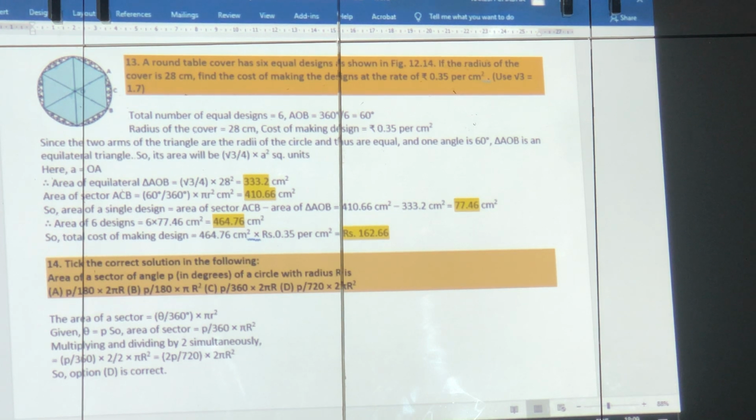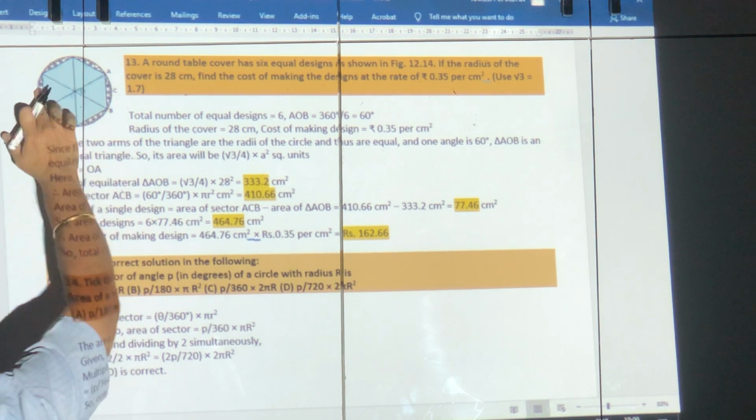A round table cover has 6: 1, 2, 3, 4, 5, 6.